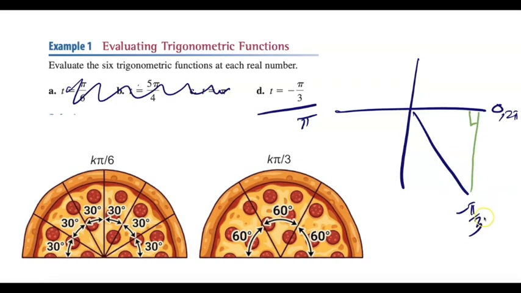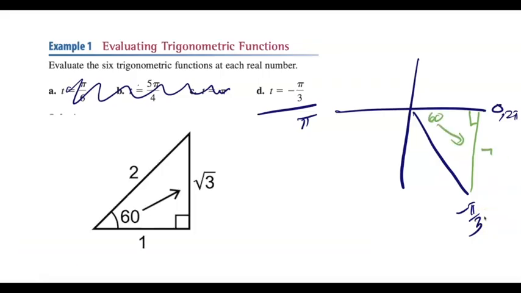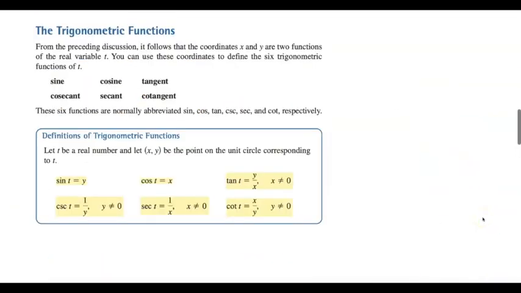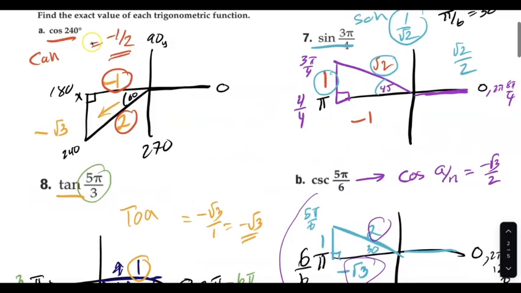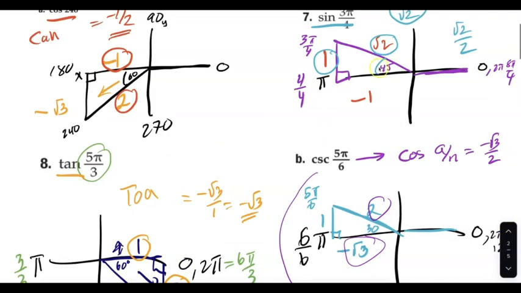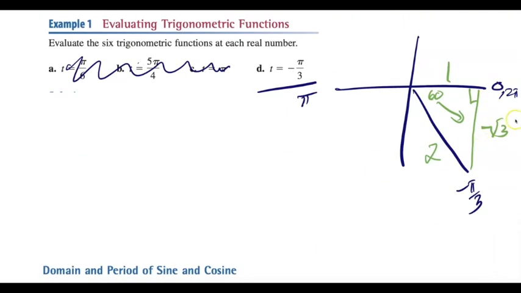Over 3 is automatically 60, and then from there we should know our sides. That is radical 3, that is 1, hypotenuse is always 2. If you notice, hypotenuse is always 2 on our triangles. Sometimes it's a radical 2 when it's 45, but otherwise it's always a 2. In this case, one of these is negative. If you're in quadrant 1, it's all positive. But this one's negative, so it went down.